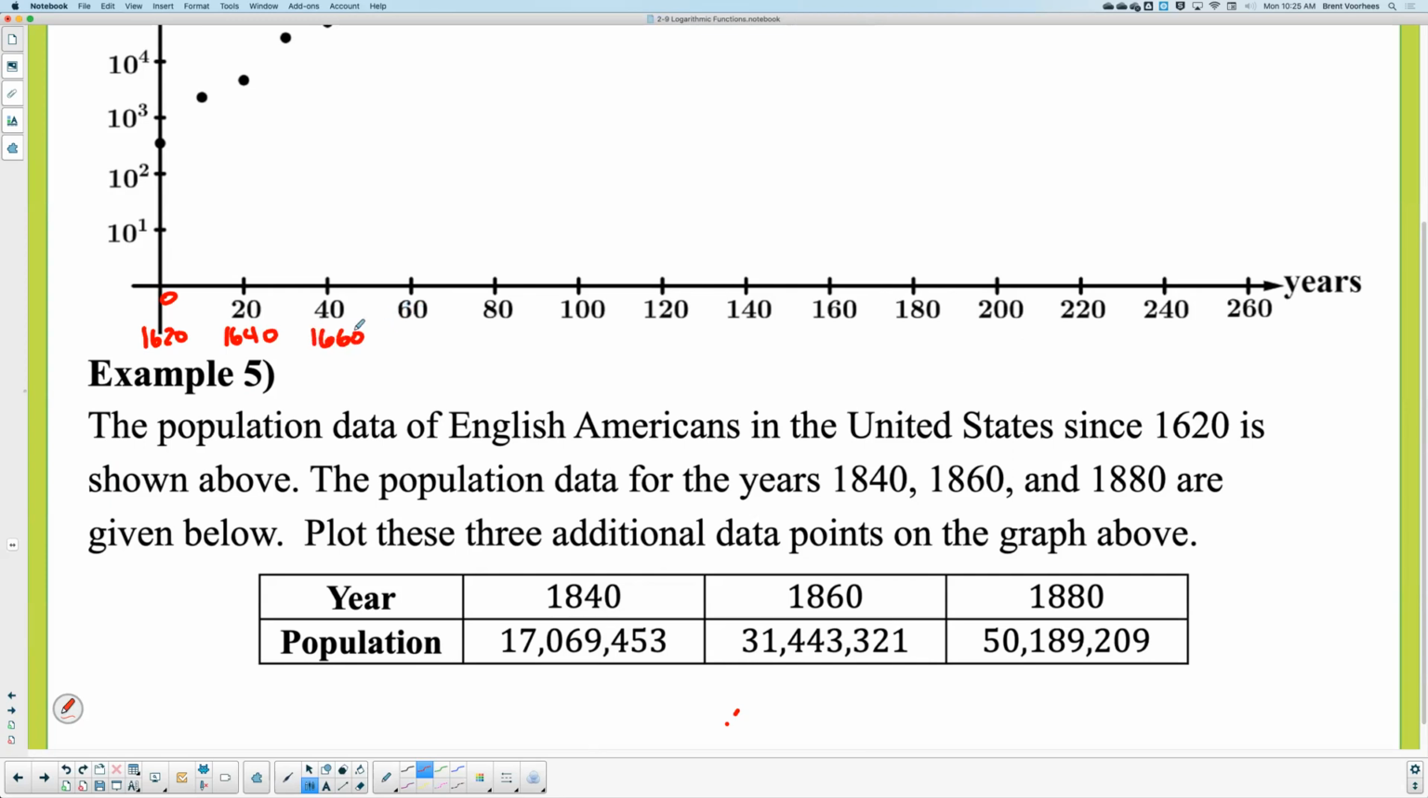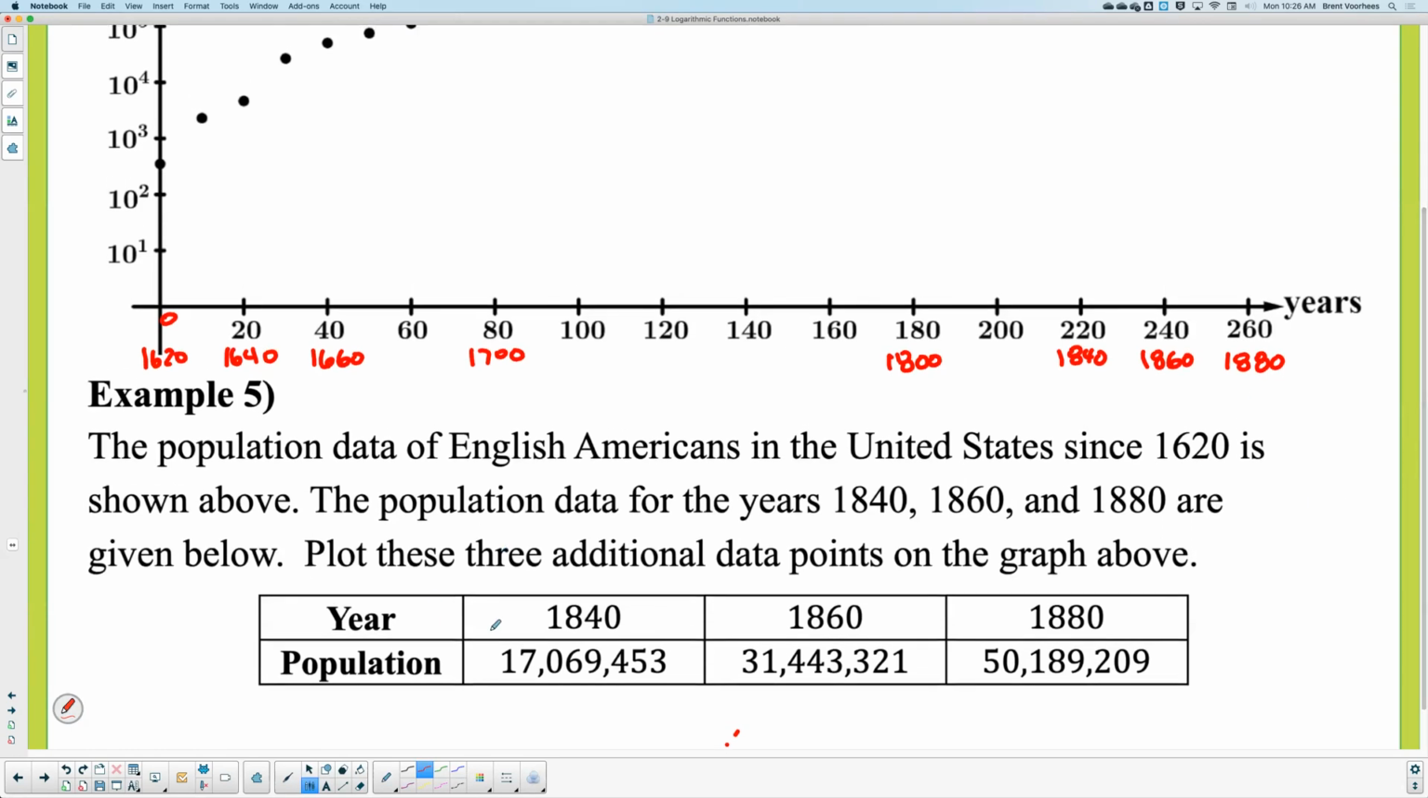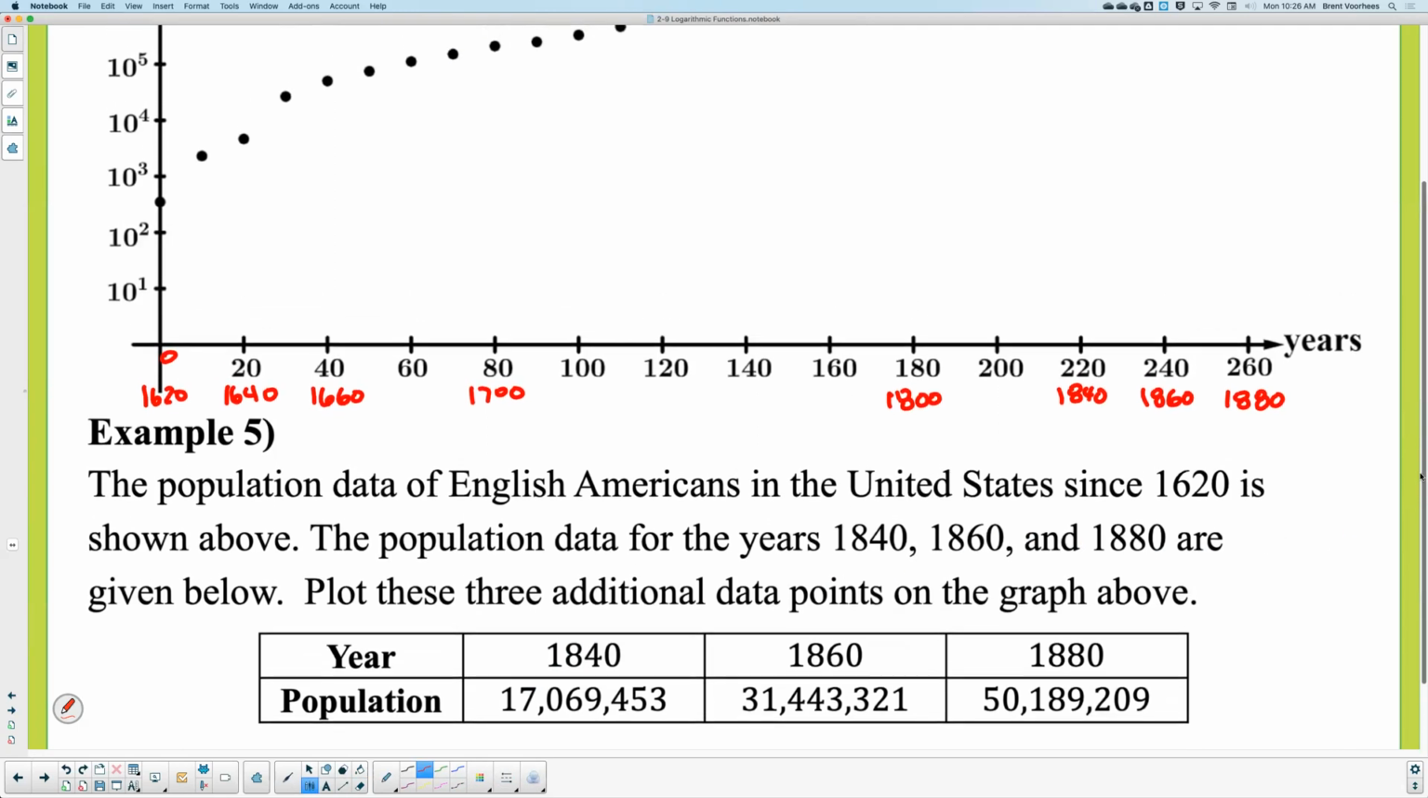Okay, I'm not going to fill them all in. Let's jump. This is 1680. This is 1700. So if that's 1700, what is 180? 1800. And that would make 260 be 1880. So the ones I really need are 1800, 1820, 1840, 1860. Whoops. 1860 and 1880. Those are the ones I need. Okay, so the first plot we're going to do is 1840, approximately 17 million.